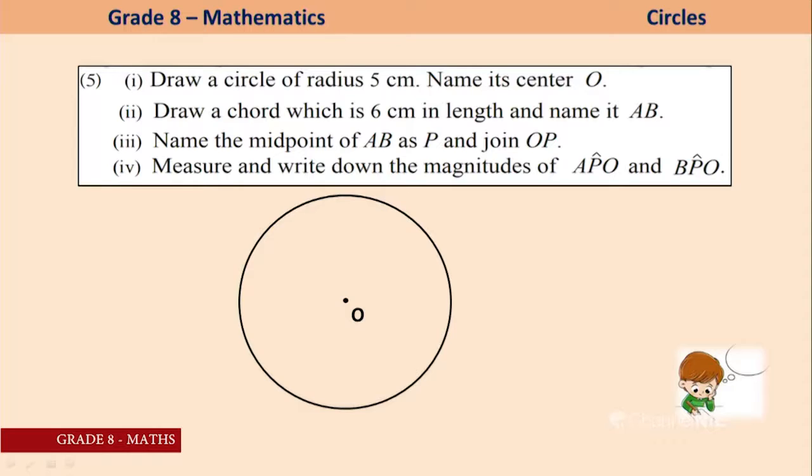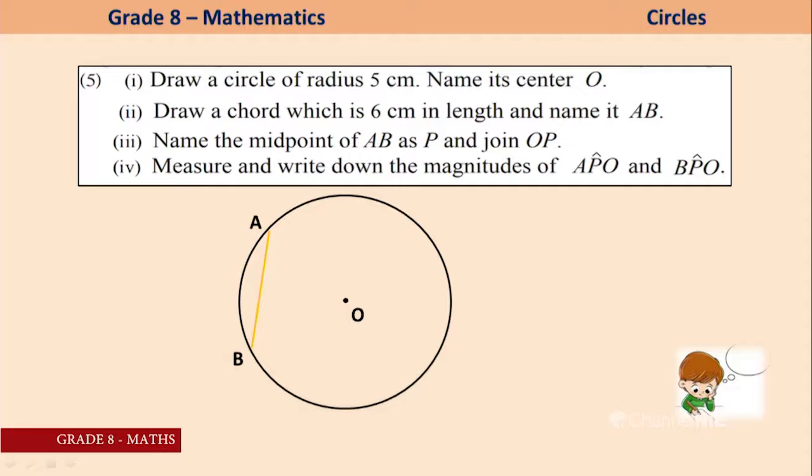The second one: draw a chord 6 centimeters in length and name it AB. Now, you have to draw a chord which is 6 centimeters. How to draw that? You can take 6 centimeters on the compass and keep your compass point on the circle. Then you can draw an arc, then you can obtain that chord. Then name this chord as AB.